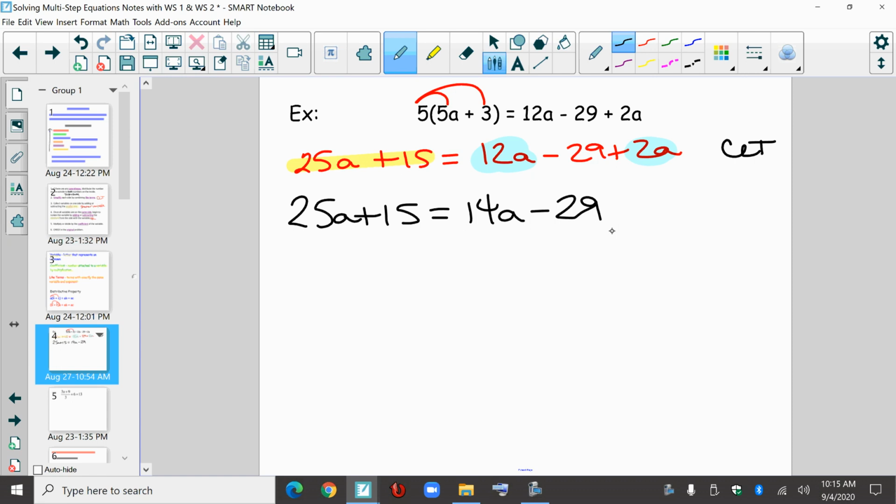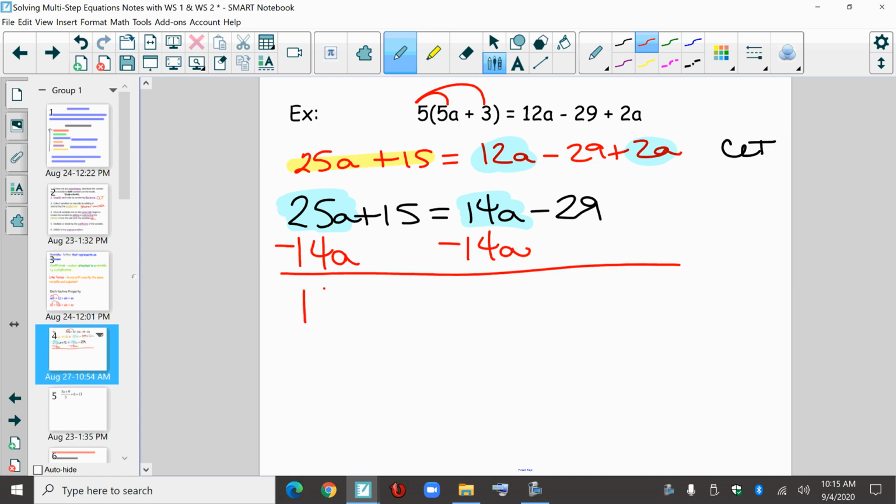Okay? Then, according to our steps, we're going to collect the variables on one side by adding or subtracting the smaller one. So look at your variables. My variables are going to be 25A on the left and 14A on the right. Which one is smaller, 25 or 14? Well, clearly the 14 is. So we are going to go ahead and we are going to subtract 14A from both sides. And we are putting our variable under its like term on each side of the equation. So 25 apples minus 14 apples is going to be 11 apples positive. Drop down the 15. The 14A's cancel out, and I'm left with a minus 29.